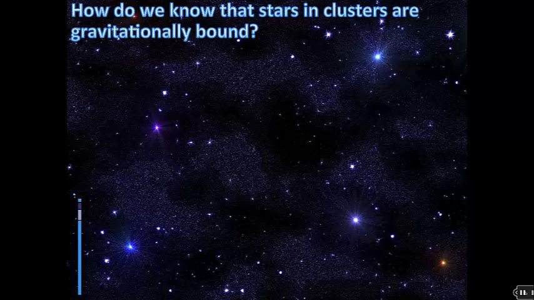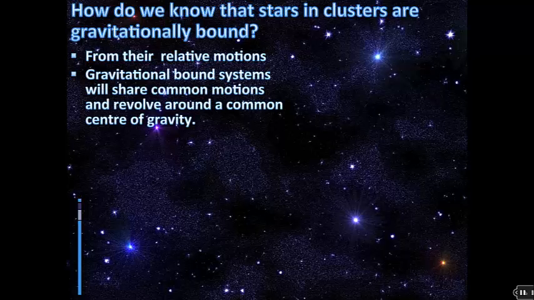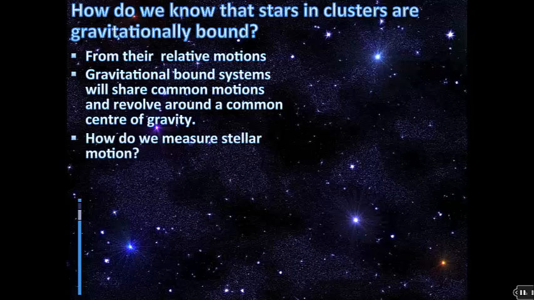Now, how do we know that? How do we know that they're gravitationally bound? We have no depth perception. We want to be able to figure out whether these stars that look really close together are actually associated. Well, we can look at their relative motions. If they're moving around a common point, a common center of gravity, then they're bound together.